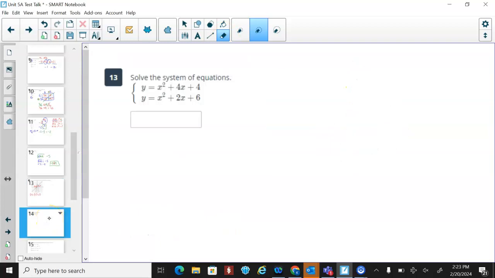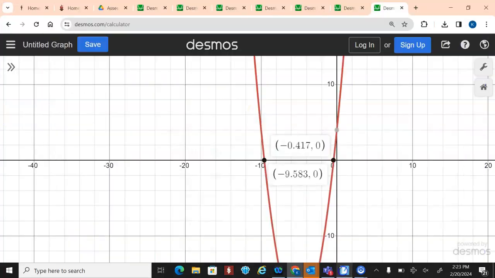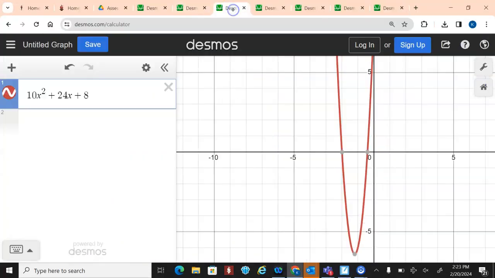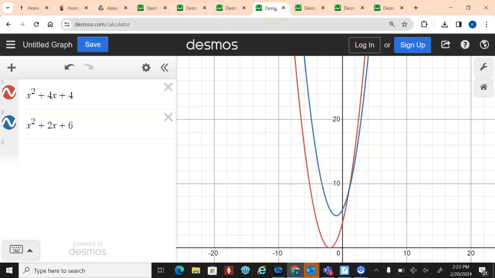This one's to solve the system of equations. Again, you can set them equal to each other and solve them that way, okay? Or you can just graph them, all right? So I have graphed it. You can read it off the graph. It will be, let me see, right here. I have put them on here, okay?